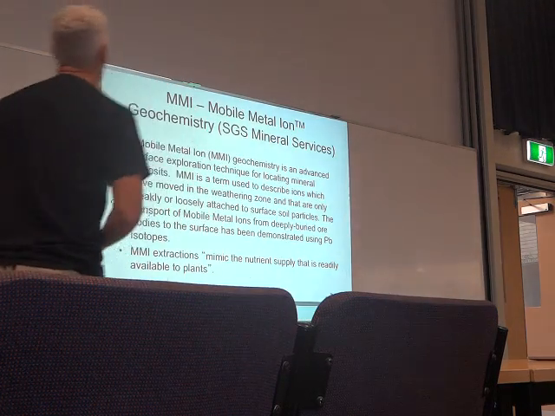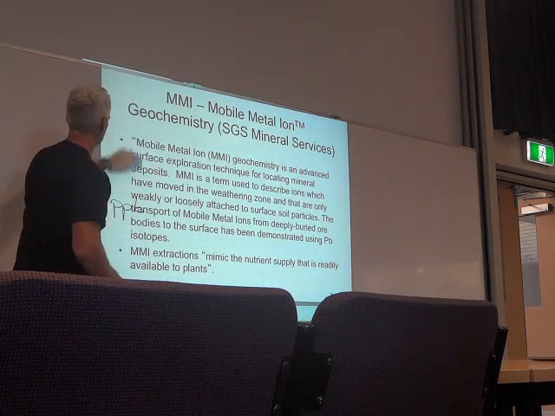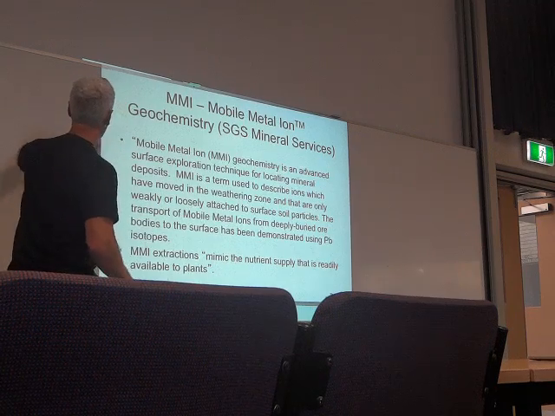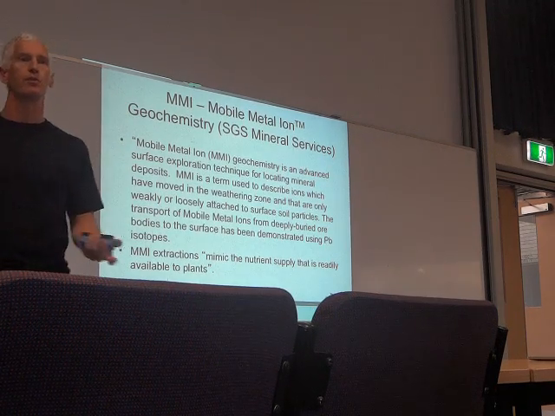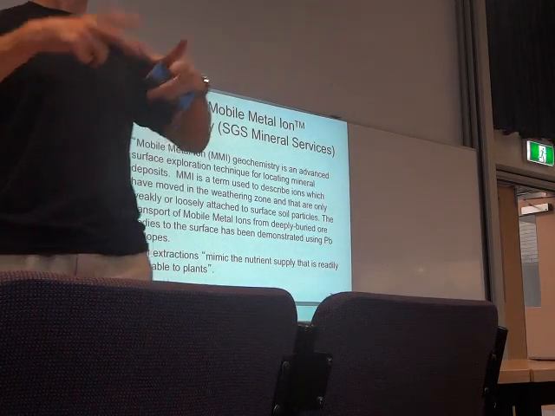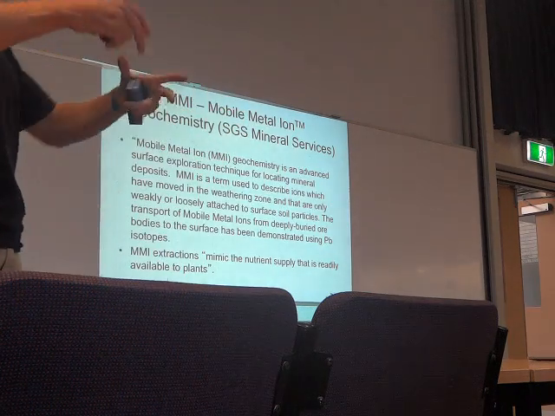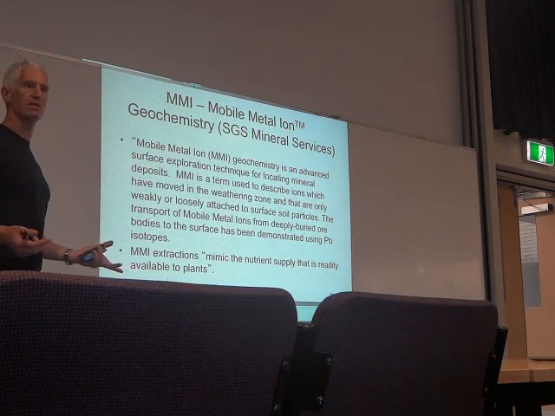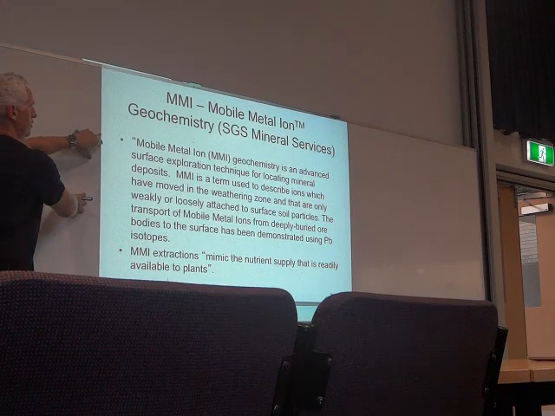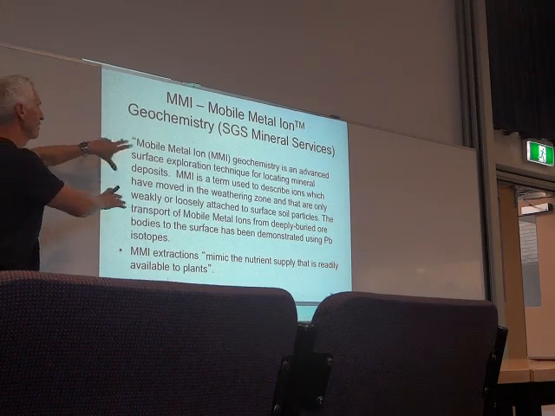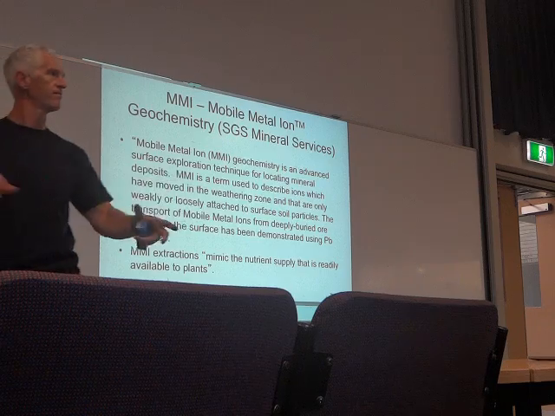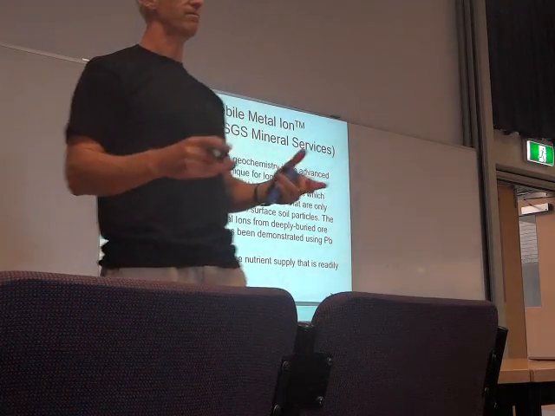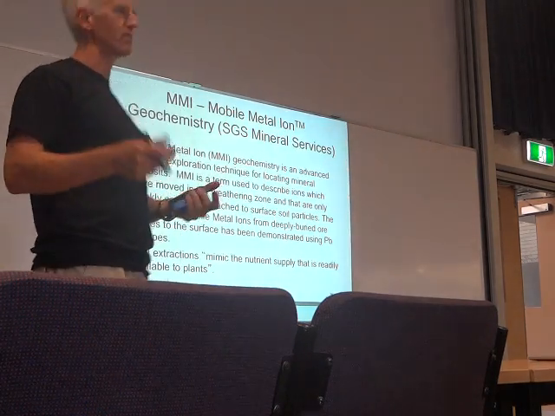The mobile metal ion, it's launched in Australia, and it's the idea that plants accumulate metals. So whatever the chemistry is surrounding the rhizosphere should help mobilize metals. And so their proprietary technology is that they've modeled the rhizosphere in terms of pH or dissolved oxygen.